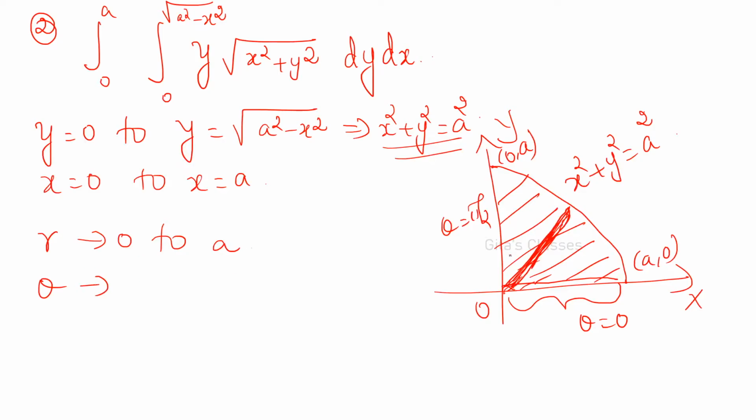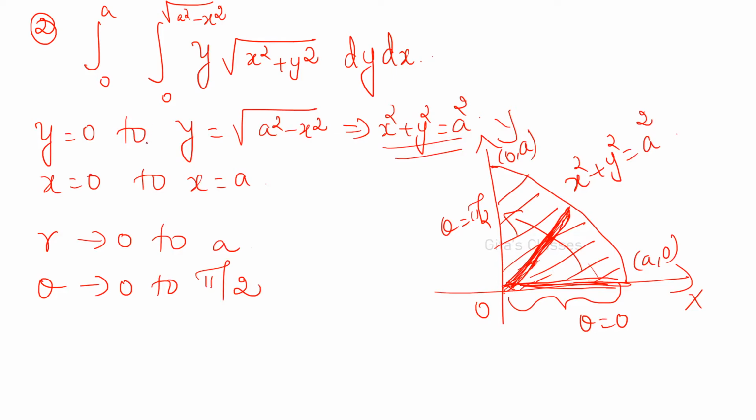What about theta? Theta has to start from the initial line and go in the anti-clockwise direction up to theta equal to pi by 2 to cover the required region. So theta varies from 0 to pi by 2. Understood? Now just change everything. Before that, when changing from Cartesian to polar, first write x equal to r cos theta and y equal to r sin theta, and the Jacobian is equal to r.